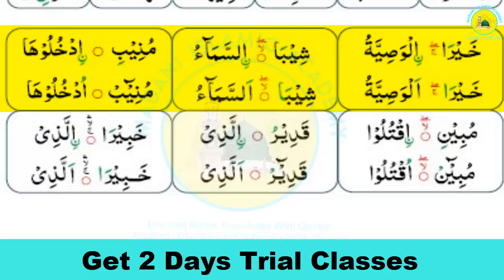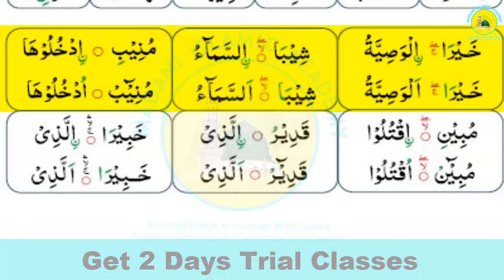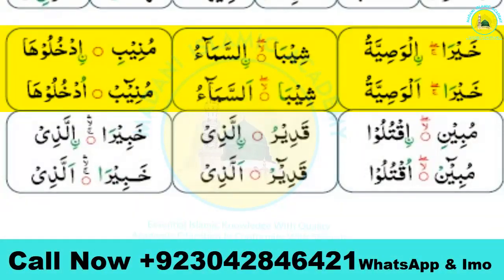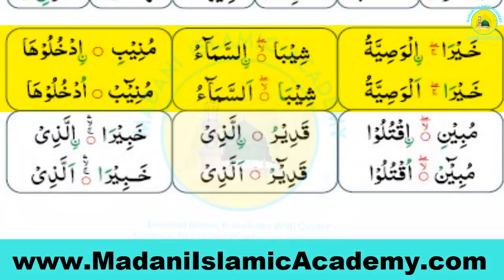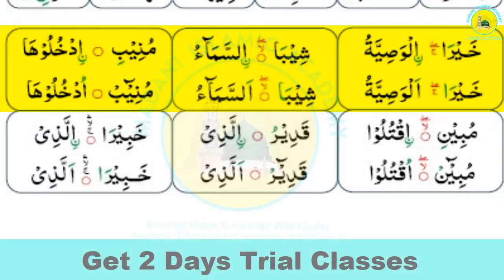Same here. If you stop here, Shiba. Why do we put a zabar on as-sama'u? Why can it not be is-sama'u or us-sama'u? It's because if you look at the second letter, the first one is the seen itself because it's mushaddad, and then the seen has got a harakat. A mushaddad letter is read twice, so now the seen, because it's got a zabar, will be read again. Khayranil wasiyatu. And when you stop, khayra al wasiyatu.